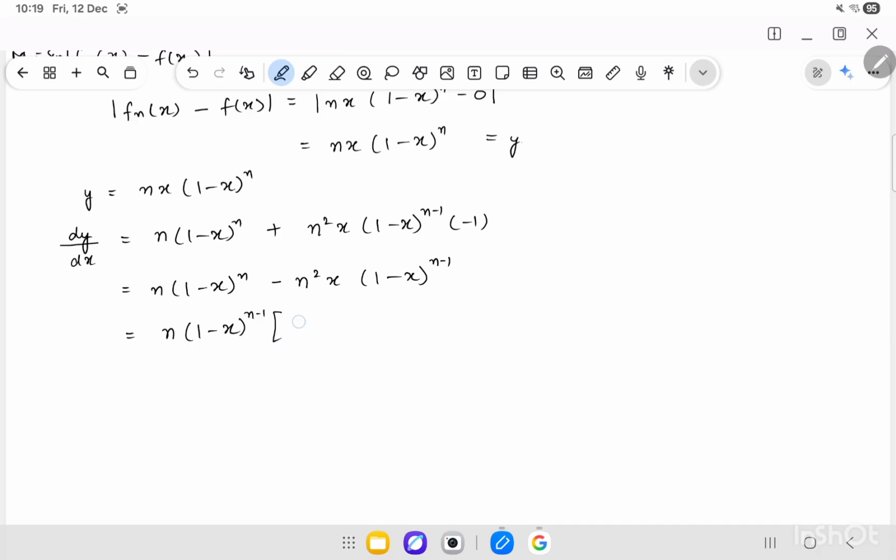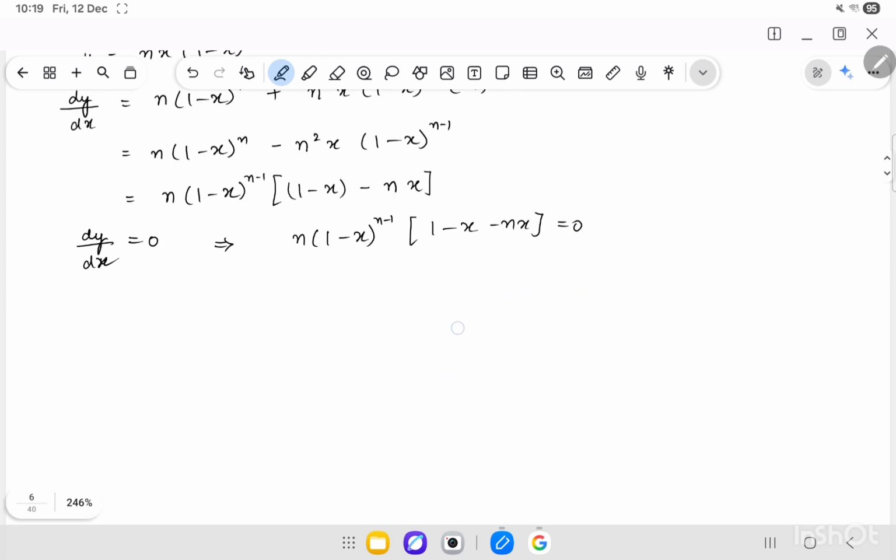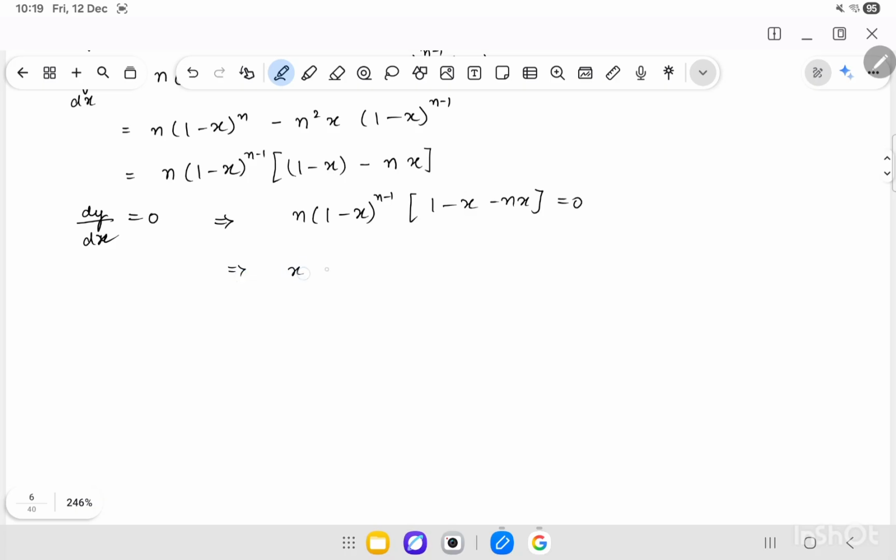From here I can take n(1 minus x)^(n minus 1) as common. So I'll be left with 1 minus x minus nx. In order to evaluate its critical point, I need to equate dy by dx equal to 0. That gives me n(1 minus x)^(n minus 1) times (1 minus x minus nx) equals 0. And from here I'll get my x as 1 divided by 1 plus n.